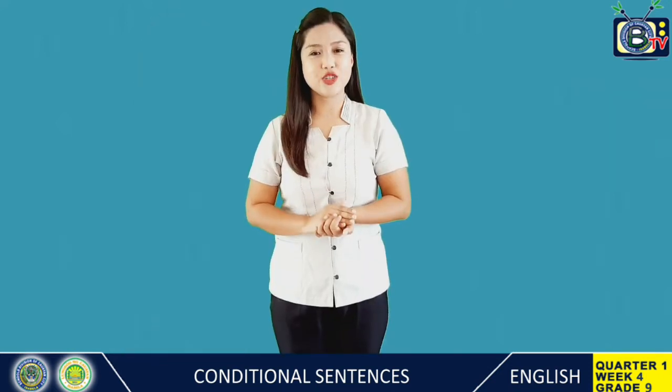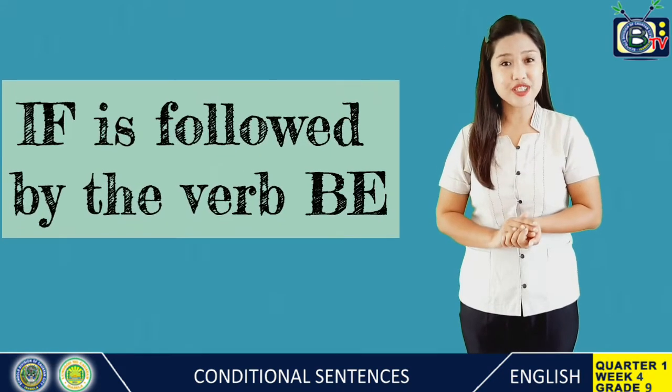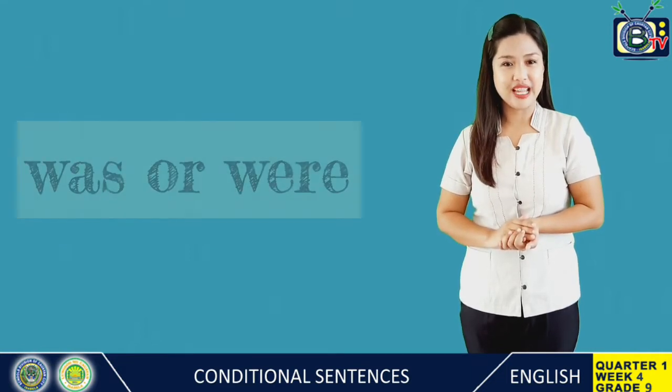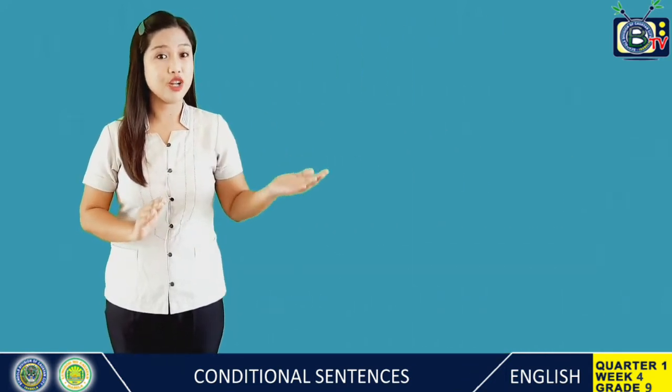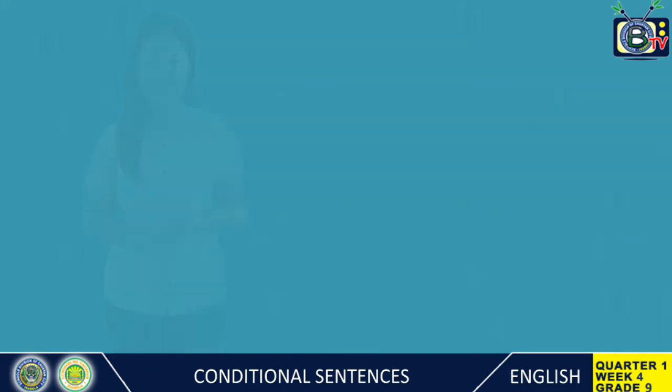There are cases where if is followed by the verb be. So we use the past tense of the be verb, which is was or were in this case. Example, if I were you, I wouldn't mention it. If she was rich, she would invest more money in school.